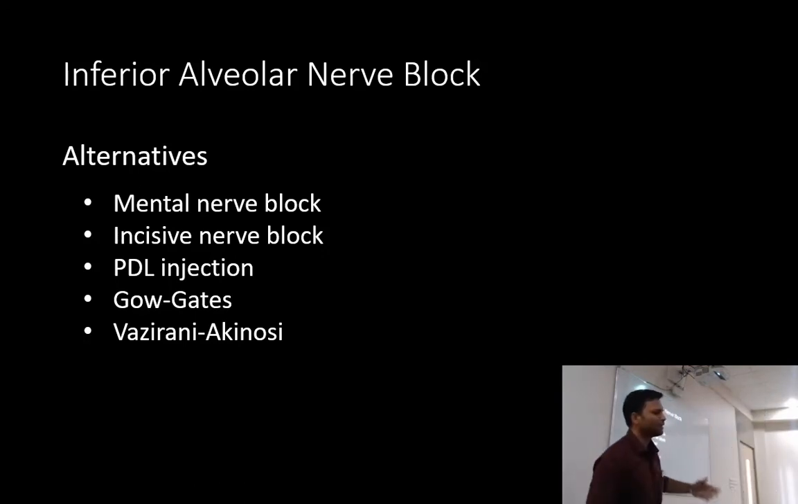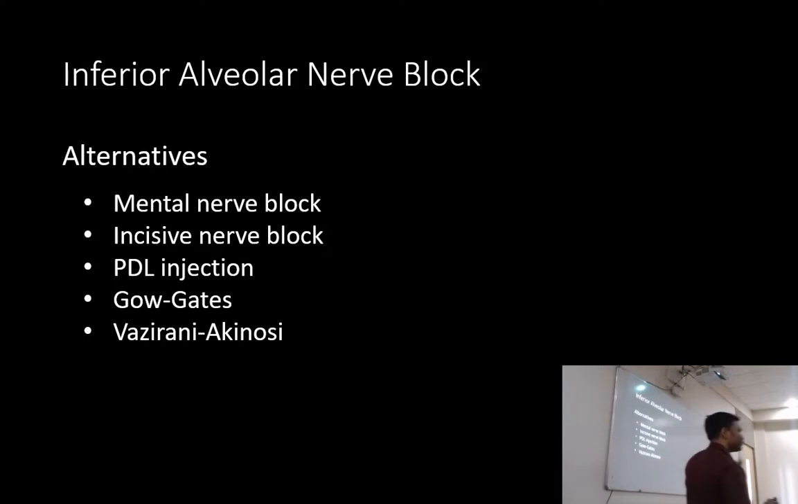So another, if you want to operate on teeth like premolar to central incisors, in any of these teeth, you don't have to give an inferior alveolar nerve block. You can go for incisive nerve block. The incentive for going for incisive nerve block in this case is it has lesser complications.